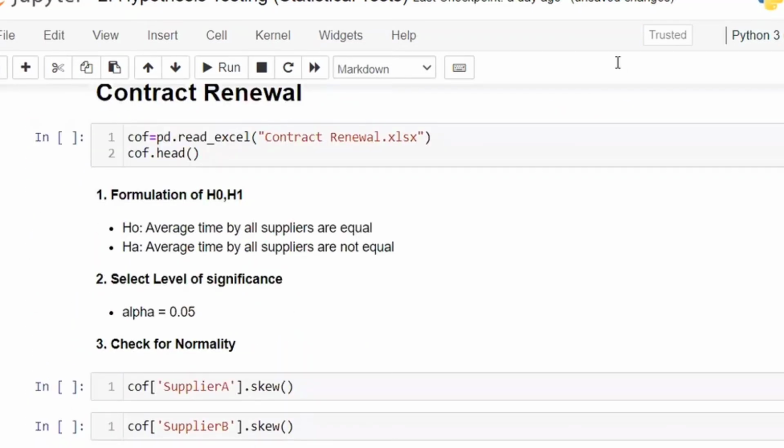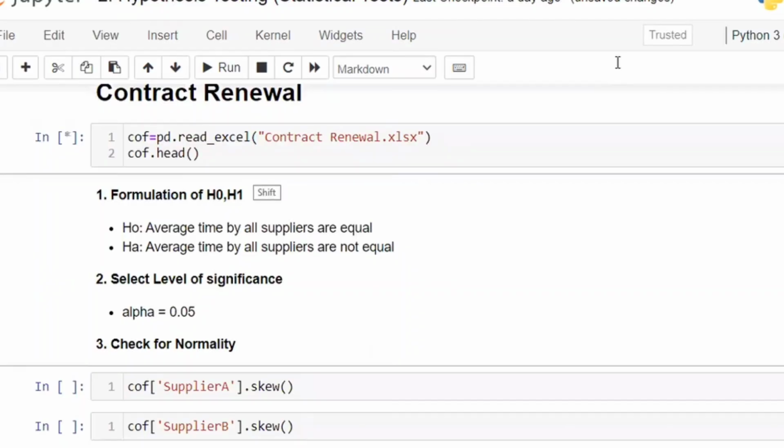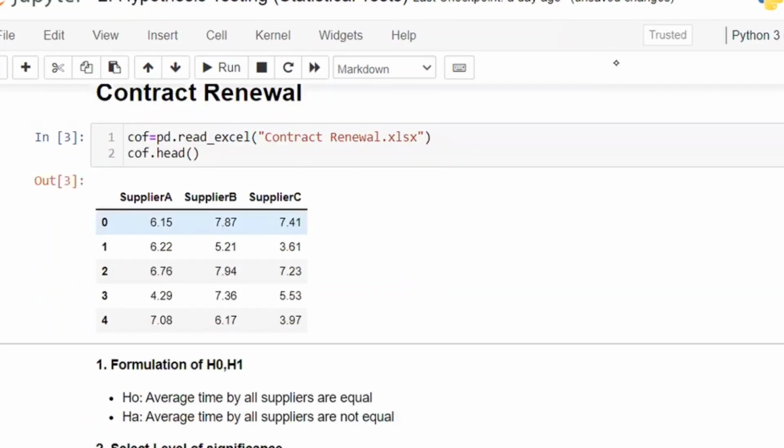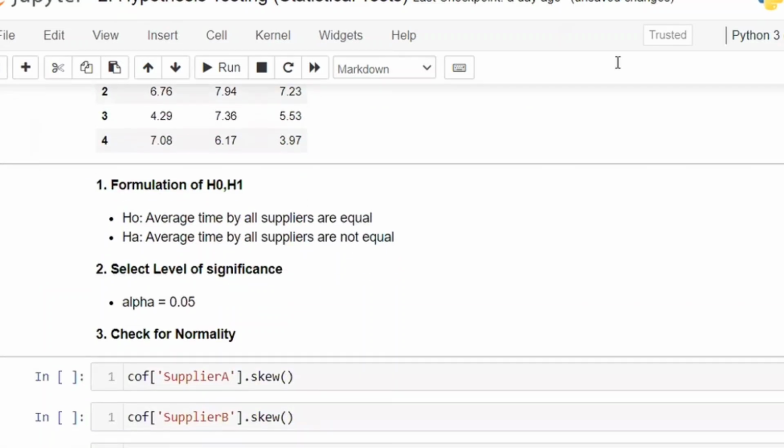all these things are completed. Now I'm going to work on the contract renewal. First I'm going to load the data. This data is supplier A, supplier B, and supplier C, and the null hypothesis is that the average time by all the suppliers is equal, no difference. The alternate hypothesis is that the average time by the suppliers is not equal, that the time by supplier A and supplier B are not equal.